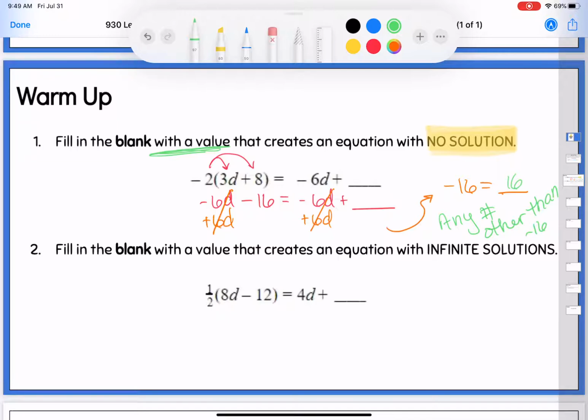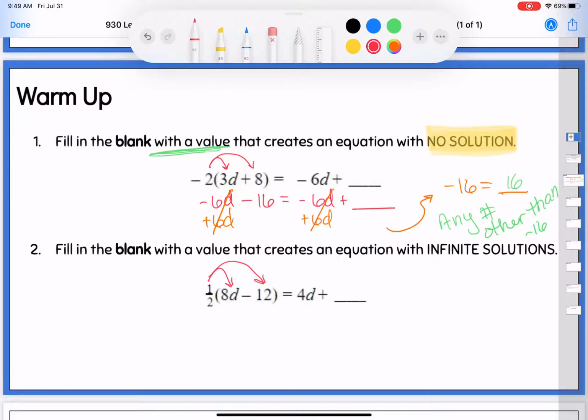All right, how about the second one then? Fill in the blank with a value that creates an equation with infinite solutions. Well, same thing here. I want to distribute because I've got a number outside of parentheses here to figure out what's going on actually. Now, I know this probably made a few of you panic a little bit. Oh my gosh, it's a fraction. Don't worry, we talked fractions already this year.